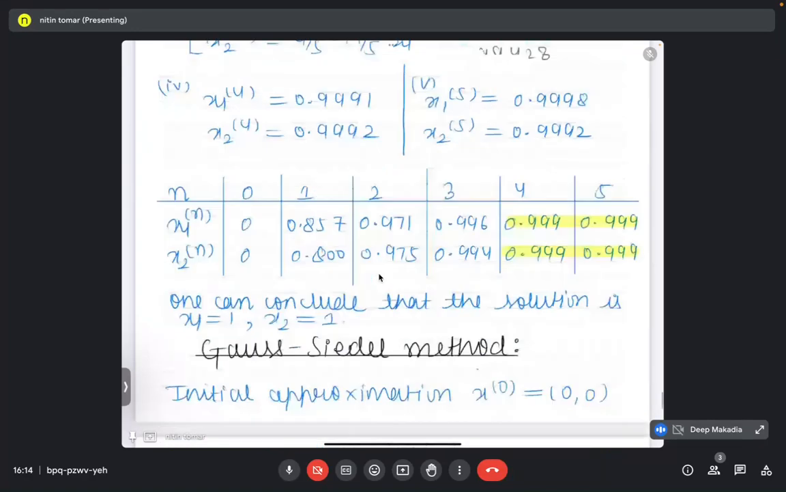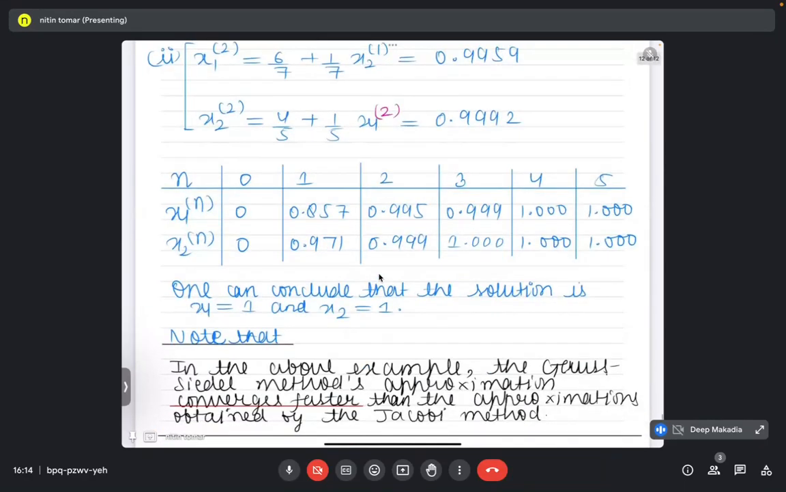Okay. So can you see your sequence converges to one? Yeah. So we are seeing convergence. And you can also see that in this case also the Gauss-Seidel method's approximations converge faster than the approximations obtained by the Jacobi method.